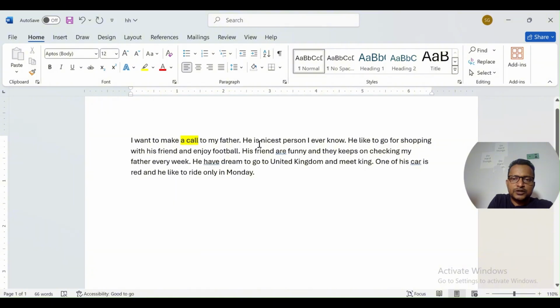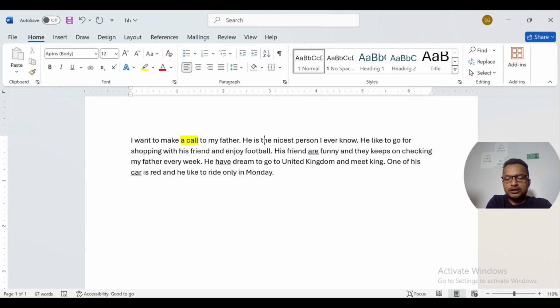He is nicest person I ever know. See, nicest person. This is a superlative adjective. In front of a superlative adjective, what we just learned, you should put "the". He is the nicest person that I ever know. He like to go for shopping. See, he likes. We are talking about the present tense, his habit or behavior. Then it should be, remember the concept that we just learned, subject-verb agreement: he likes. "He" is a singular noun, right? He is third person singular.